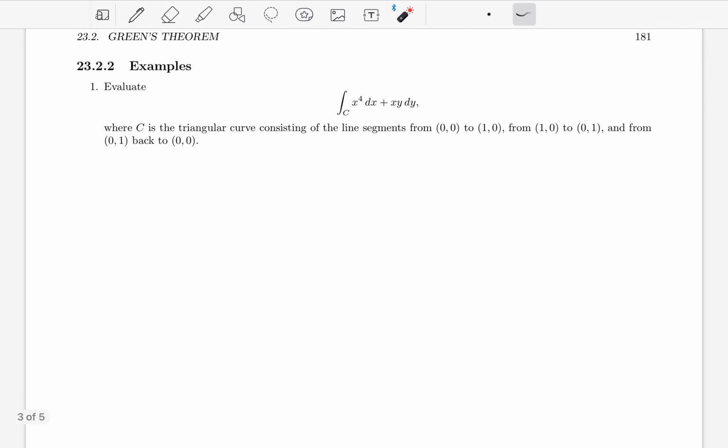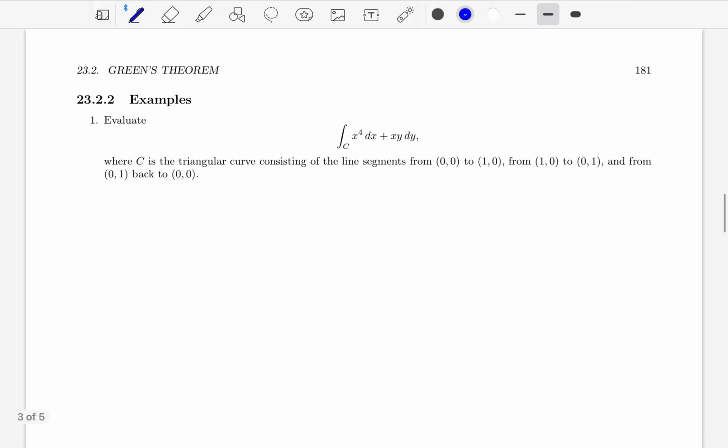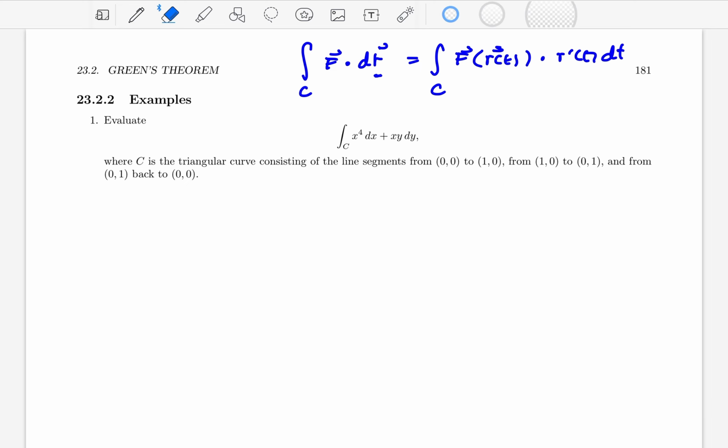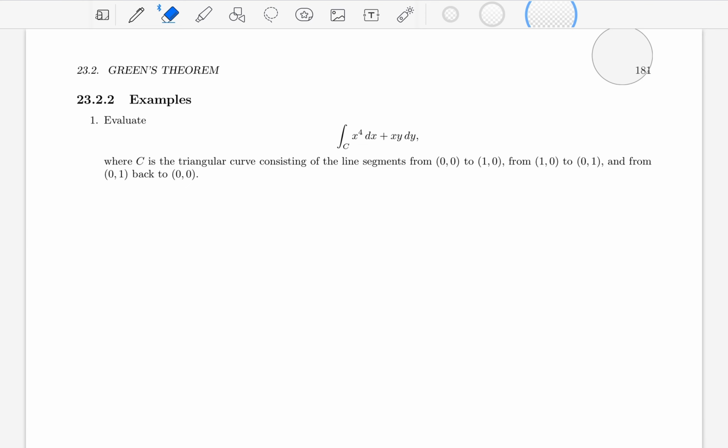What I'm going to do with my first example is solve it both ways. I'm going to solve it by just using the definition of the line integral and then by using the theorem, okay? Because that's the important thing. If I have my line integral and I know the parameterization r, I can compute it by just doing f of r of t dotted with r prime of t dt, okay? But the theorems make your life easier, okay?